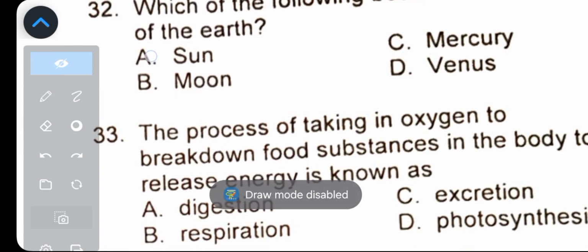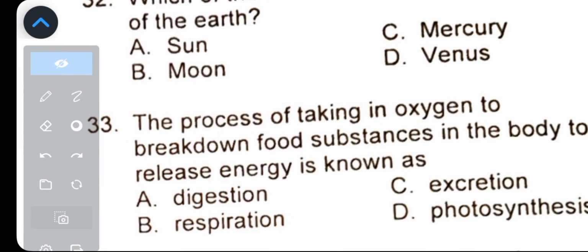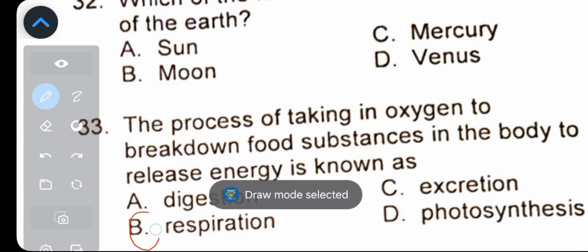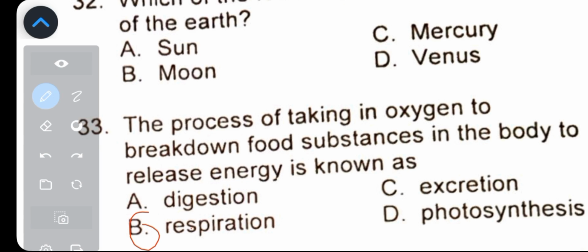Question 33. The process of taking in oxygen to break down food substances in the body to release energy is known as A. Digestion, B. Respiration, C. Excretion, D. Photosynthesis. And the answer to question 33 is B. Respiration.